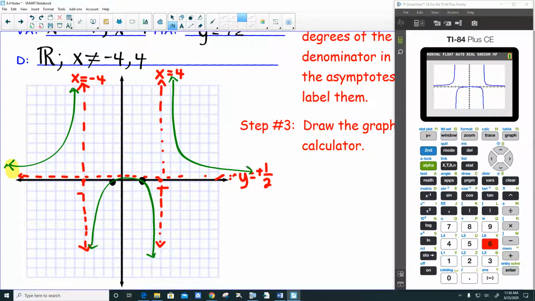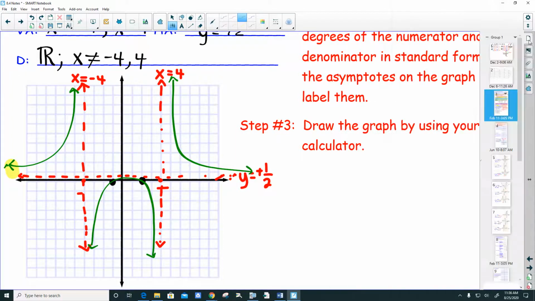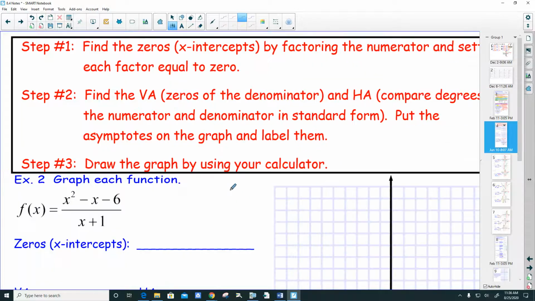Okay. All right, let's go ahead and look at another one. Now that we've kind of been through one, let's go ahead and try another one here. We can hopefully do this one a little bit faster.